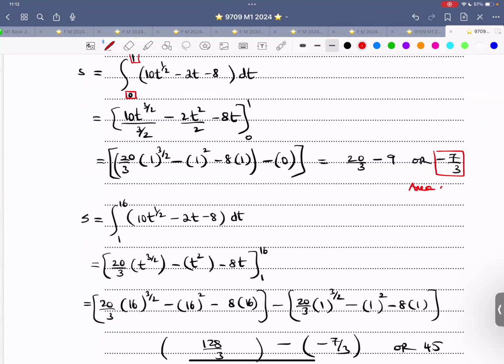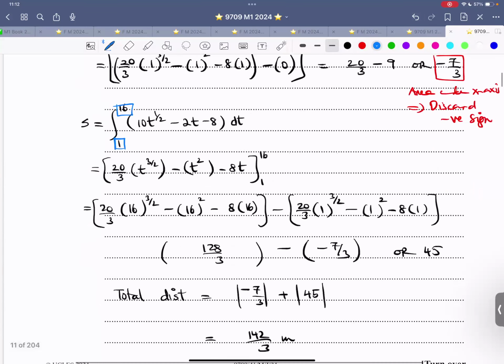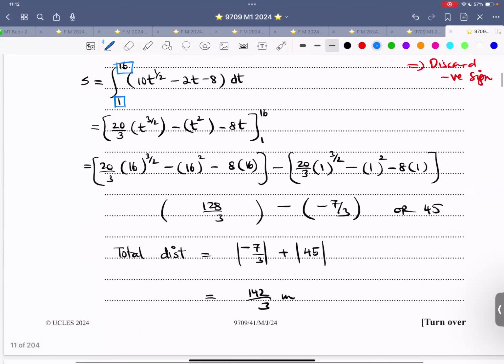That means this is area under the x-axis. So therefore, discard the negative sign or take the modulus value. Then the second part, that is from 1 till 16. Integrate, plug in the limits. That's all the algebra for you to do because you know your P1 very well.